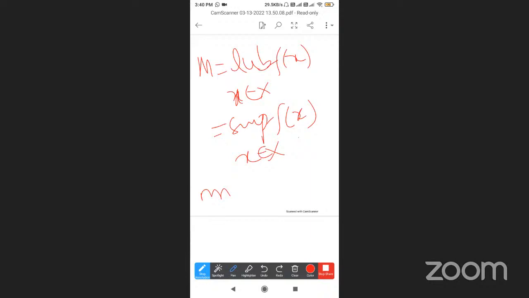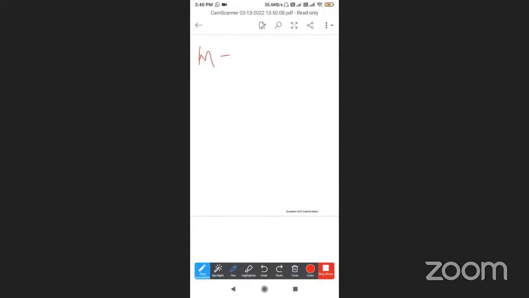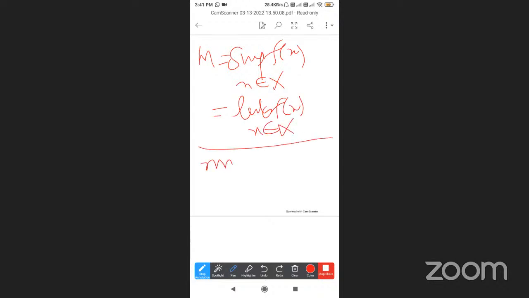Small m is equal to the greatest lower bound (GLB), the infimum, of F of X over small x belonging to capital X. Capital M is the supremum, or least upper bound, of F of X, and small m is the infimum, or greatest lower bound, of F of X for small x belonging to capital X. What is the greatest lower bound? What is the least upper bound?